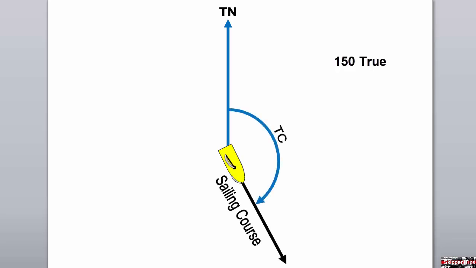Draw an arrow from the TN line to the sailing course. Label this TC for true course. You can see this makes an approximate angle of 150 degrees true, which will be our true sailing course.